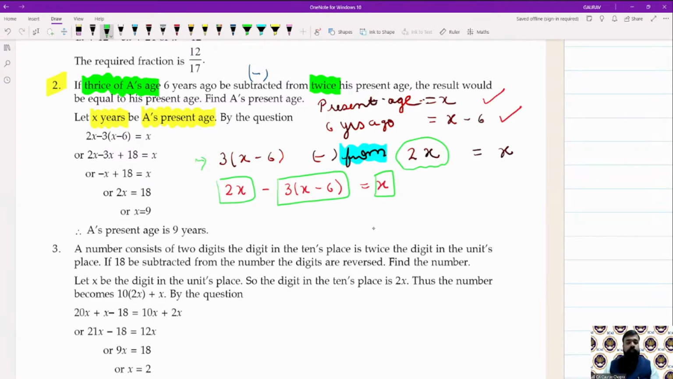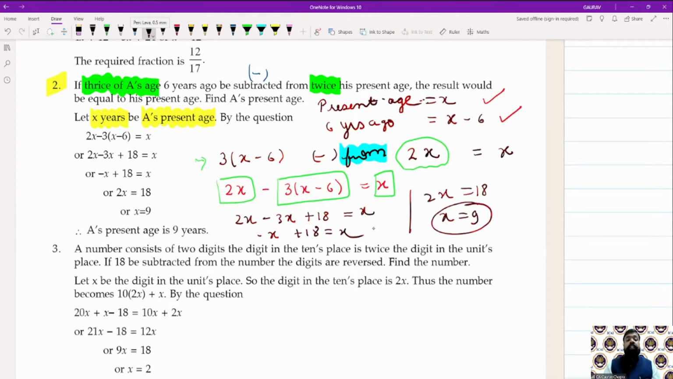Now we have to solve this equation and find the value of x. So what we are getting, 2x minus 3x plus 18 equal to x. So it will become minus x plus 18 equal to x. Therefore, 2x is equal to 18, x equals 9. So the present age of A will be 9 years.